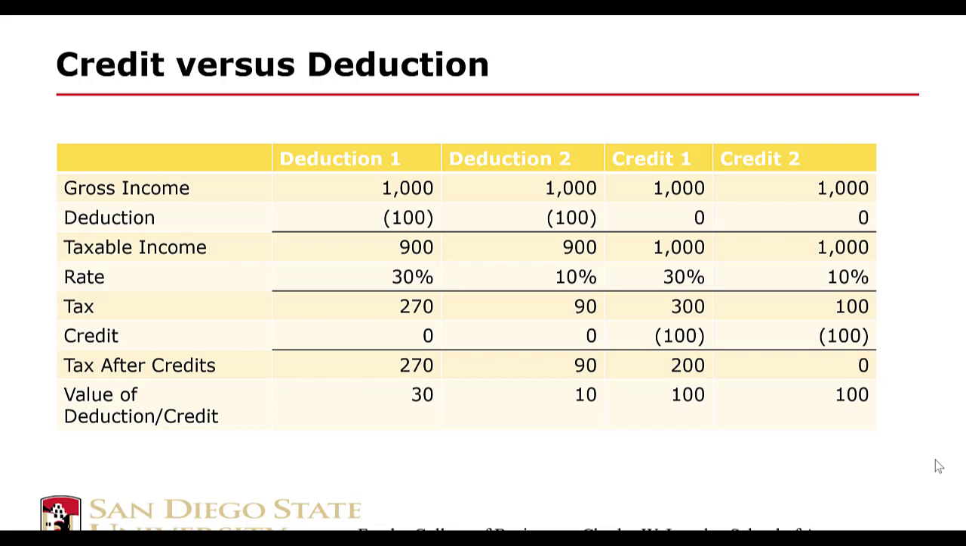So we can expand that a little bit if we wanted to and see how a credit provides a stable amount of reduction in taxes, whereas a deduction does not. Notice in deduction 1 and 2, the only difference is the tax rate. And you can see that the tax rate savings is going to be very different. I'm going to save $30 at 30%. I'm only going to save $10 at 10%.